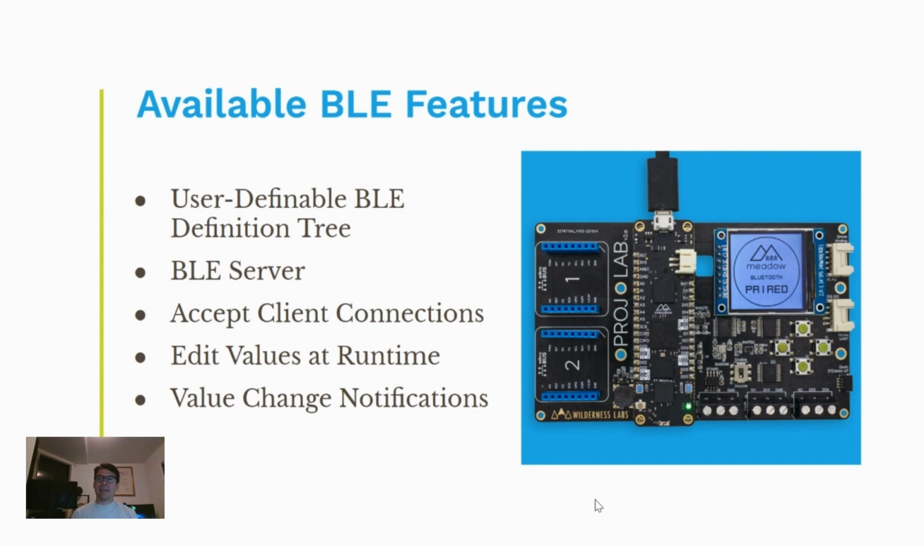By activating Bluetooth with Meadow, it automatically goes into a server, like a Bluetooth server. So it'll be able to accept client connections, which means if you have a phone or a tablet, these will be acting as clients, sending requests to the Meadow BLE server, and Meadow will accept these requests to do things like changing values, which is like our next point there: edit values at runtime.